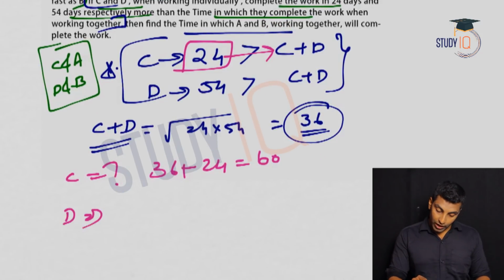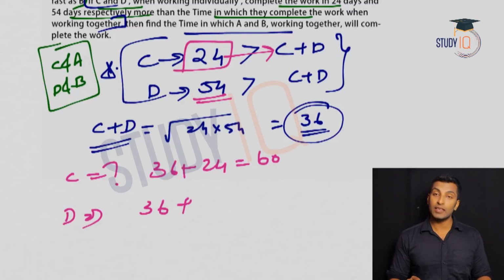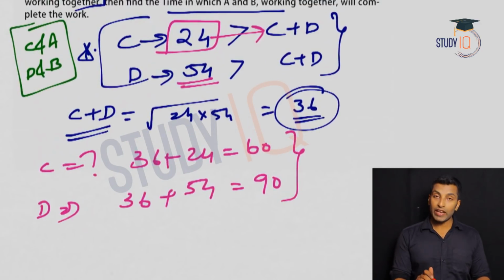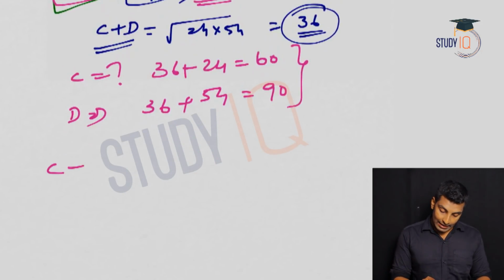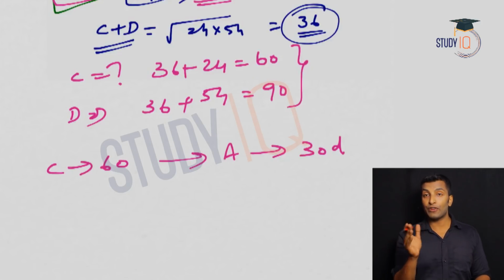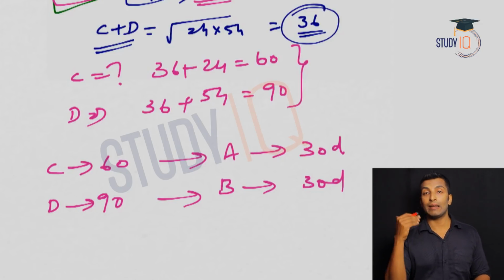What about D? We know D will take 54 days more than C plus D. So 36 is C plus D, 54 more days means D will take 90 days. So C will take 60 days and D will take 90 days. Now what else we can do is we know the relation between C and A. So we know C will take 60 days, so A will take 30 days. Why? A is 2 times as efficient, or C works half as fast as A, right? Similarly, D takes 90 days, so we know B will take 30 days because B is 3 times as efficient as D.